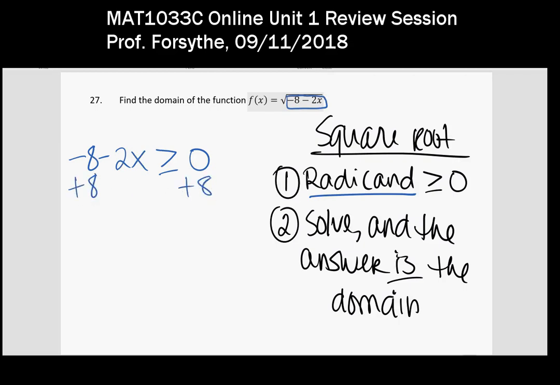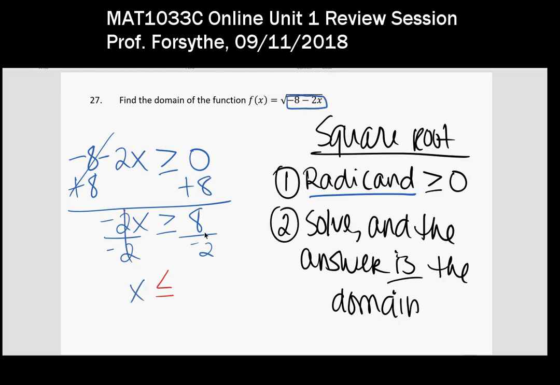So if we add 8, because we're trying to get that x by itself, I bring down that negative 2x is greater than or equal to positive 8. And then I'm going to divide by negative 2 on both sides. Remember, when you divide or multiply by a negative across an inequality, you have to flip that inequality sign. So now I'm going to have x is less than or equal to 8 divided by negative 2, which is negative 4. So that's your domain in inequality form.